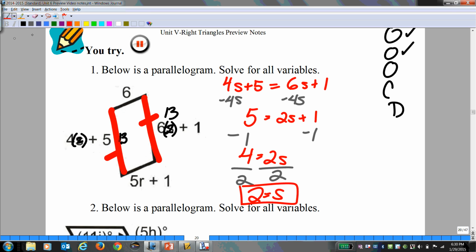And then we go this way again. Opposite sides are equal, so I know 6 equals 5r plus 1. You should see already right now that the only way this works is if that r is a 1. So it's 5 times 1 plus 1, that makes it 6. So we don't even need to do algebra there. R equals 1. And that's because we solved this with that second quality, opposite sides are congruent in length.